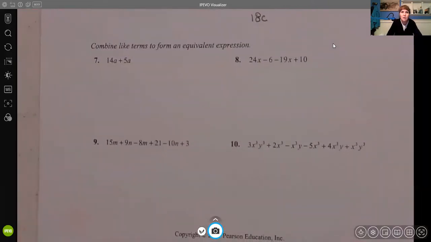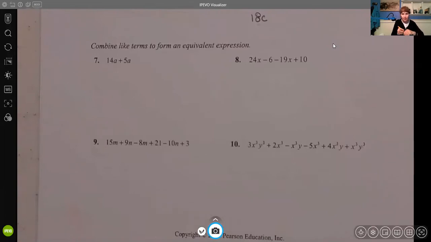So if you look at the instructions, because sometimes you have to practice deciphering what they want here. They want you to combine like terms to form an equivalent expression. Equivalent means that it has an equal value, it just will look different, but the value is the same. An expression means that you've got these terms, but there's no equal sign. As soon as you put in an equal sign, it's called an equation. But what we're doing is we're simplifying expressions.